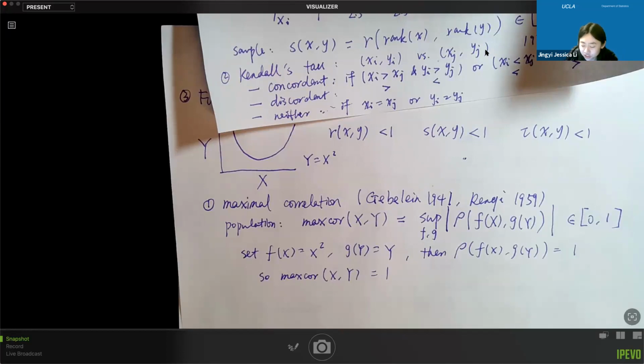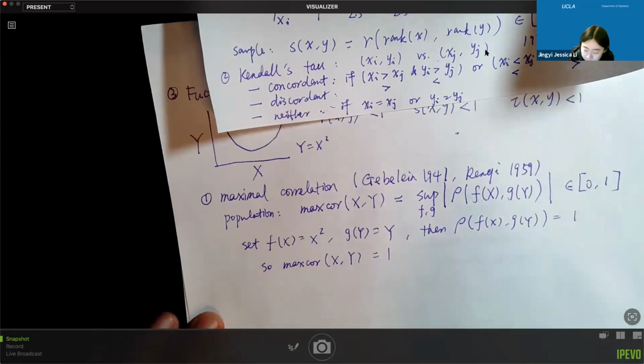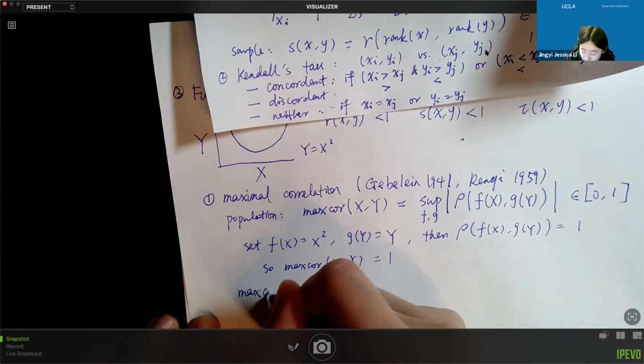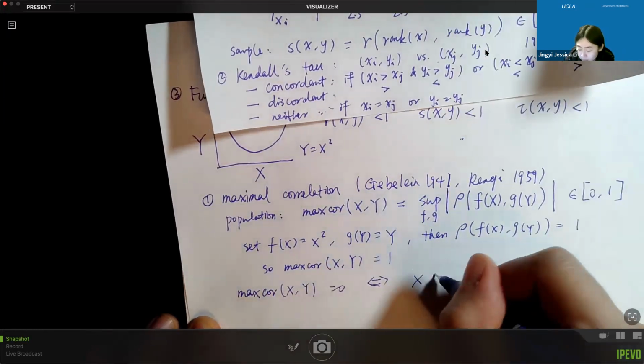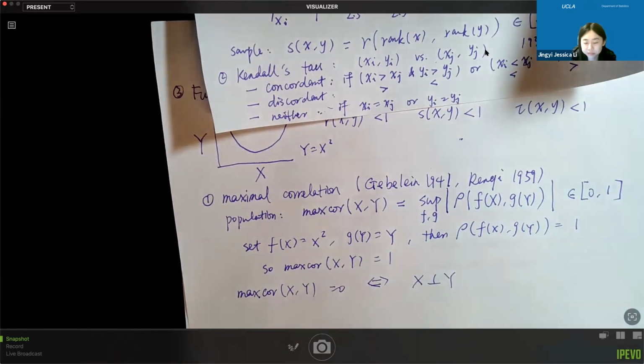But maximal correlation doesn't give you that possibility. It is equal to 0 if and only if x and y are independent. So that's a very nice property, which is why it was appealing mathematically. But clearly you see that its calculation is not trivial. How do we find the proper f and g to transform our variables, to transform our data, so that we can compute the maximal correlation on a sample?